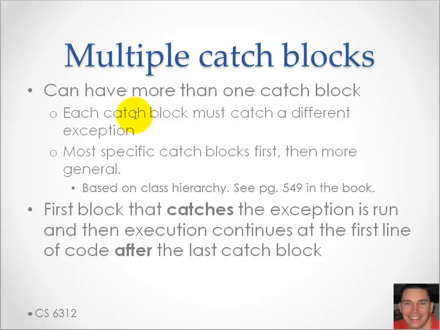Now, as I demonstrated, it is possible to have multiple catch blocks. You must put your most specific catch blocks first, and then your more general. This is going to be based on the class hierarchy, and you can look at page 549 in the book to see that. Remember that the first block that catches the exception is the one that's run, and then execution continues after the first line of code after the last catch block.